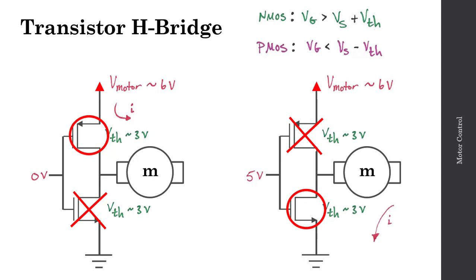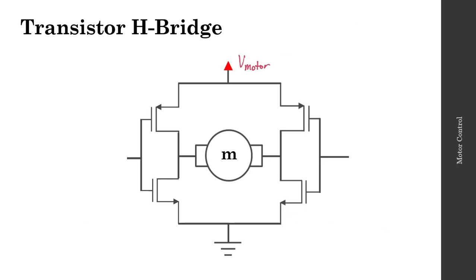and current is now allowed to flow through the motor in this direction. Let's take a look now at a relatively straightforward way to control both speed and direction of a motor. If we want the motor to rotate in one direction, we could set one input equal to ground, set it to 0 volts, and define a PWM input on the other side of the H-bridge.